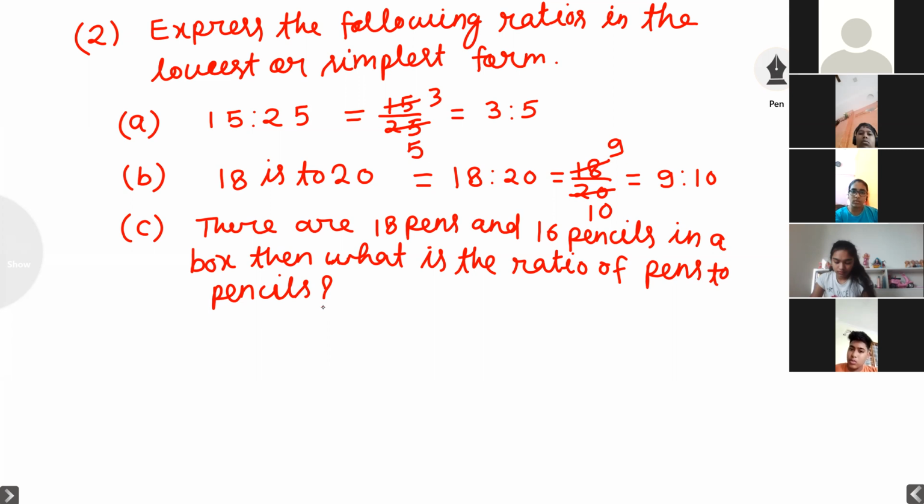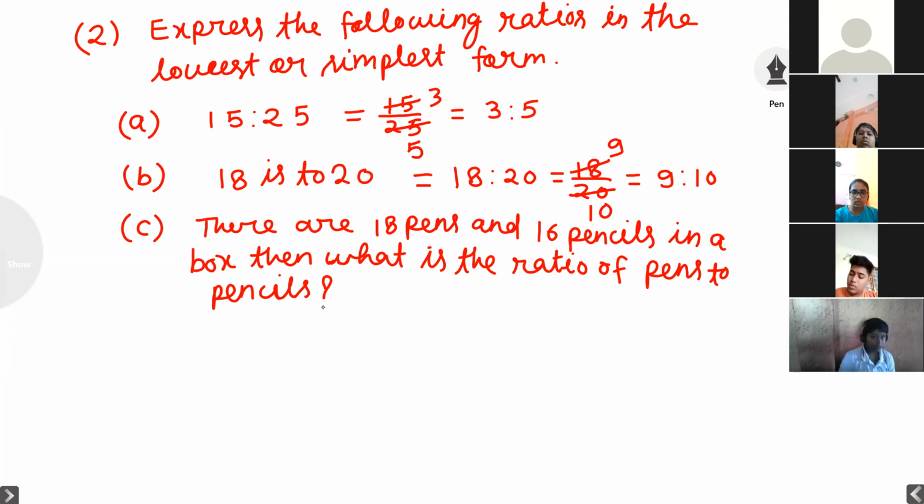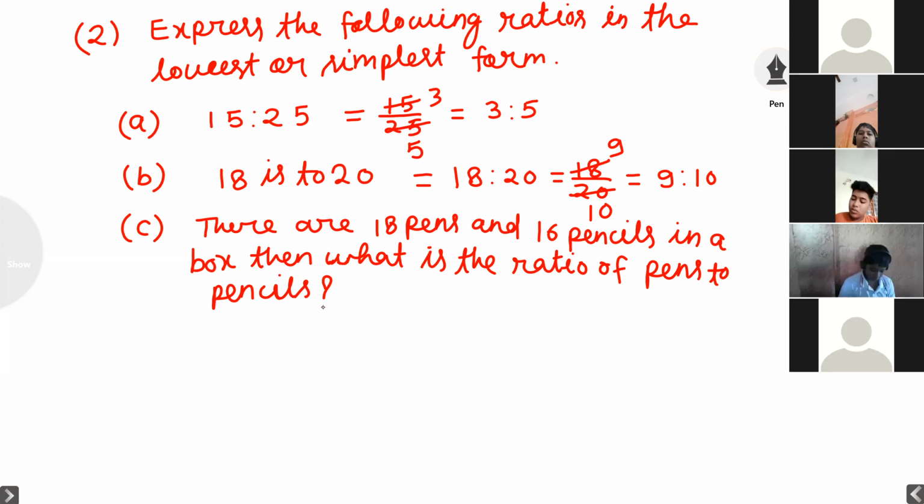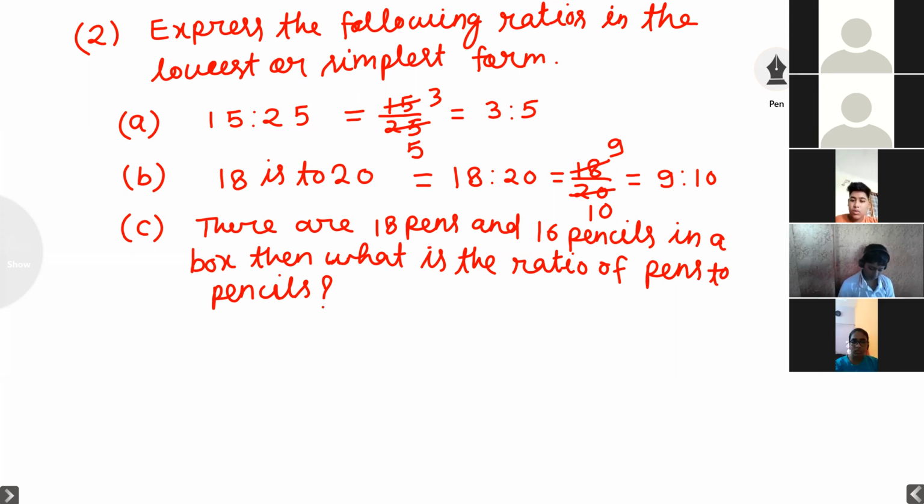There are 18 pens and 16 pencils in the box. Then what is the ratio of pens to pencils? How many pens are there? 18. How many pencils are there? 16. Means 18 is to 16. Again, we want to write in the lowest form: 18 by 16. 2 9s are 18, 2 8s are 16. So 9 is to 8. D question.